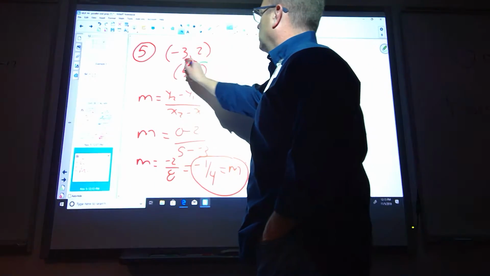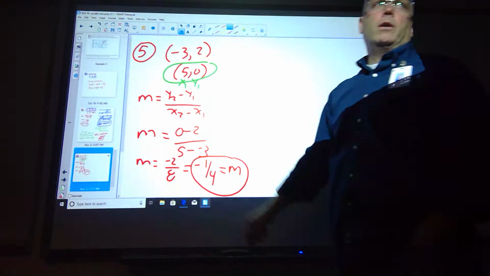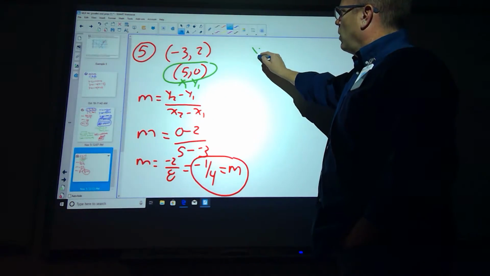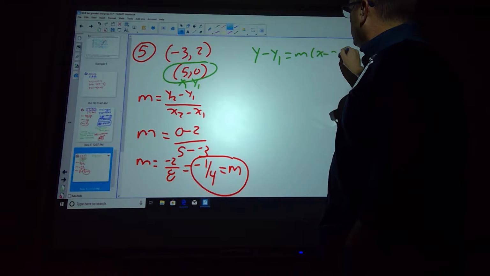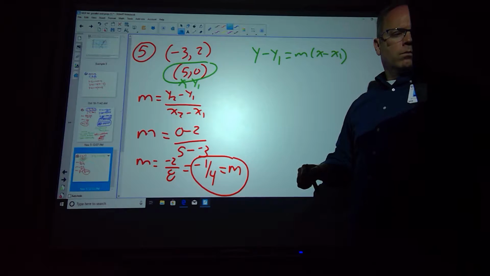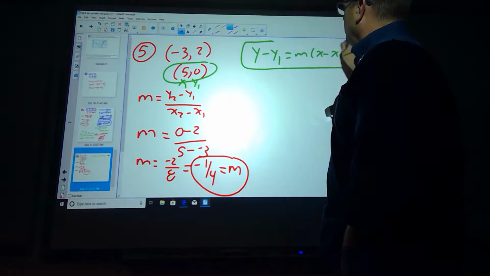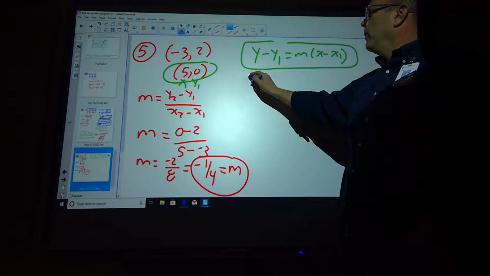Okay, so I'll pick this as my point. I'm going to call that x1 and y1. Doesn't matter if I pick the other one or not. Okay? It does not matter. So I'm going to get y minus y1 equals m times x minus x1. So we're going to plug into this equation. Now here, why does it not matter which one I plug in? I'm going to show you.